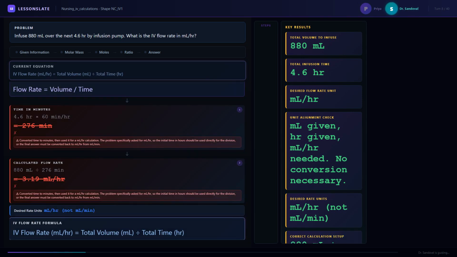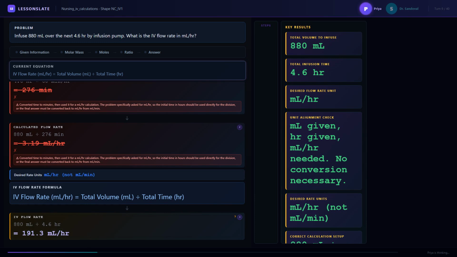Exactly, Priya. You've correctly identified that for a rate in milliliters per hour, you should use the volume in milliliters and the time in hours directly. You're thinking clearly about the units now. Go ahead and perform that division. Okay, so 880 milliliters divided by 4.6 hours. Let me put that in my calculator. I got 191.304, so I'll round that to 191.3 milliliters per hour.